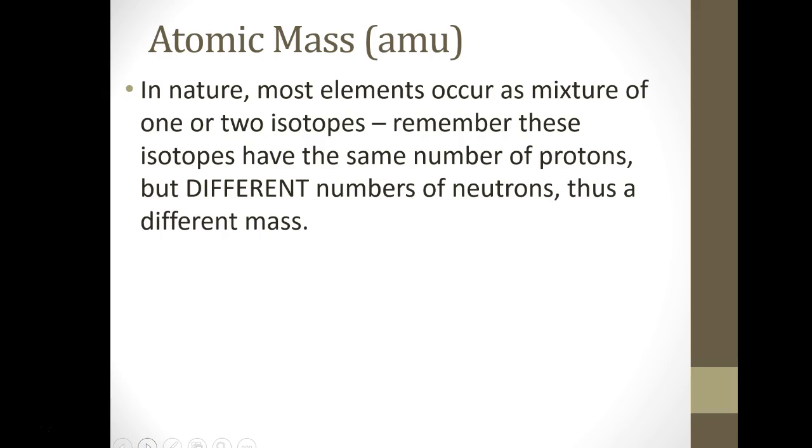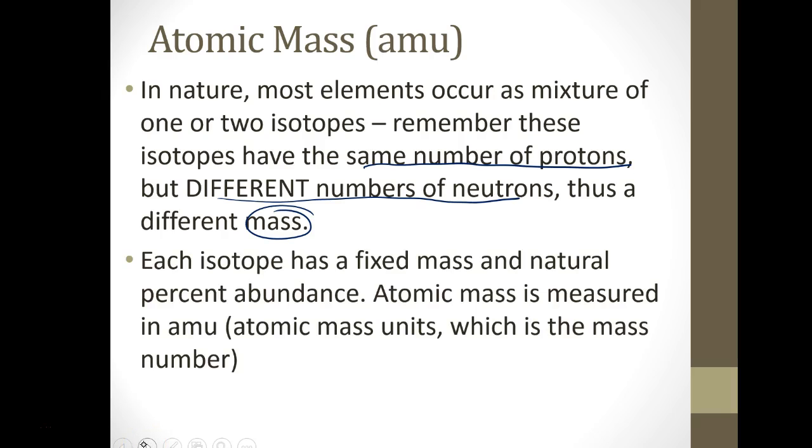And the reason why they don't match is because in nature, in the real world, most elements occur as a mixture of 1 or 2 isotopes. And remember, the definition of isotope is they have the same number of protons but different numbers of neutrons. Therefore, their mass is different. And so atomic mass, which is what is actually on your periodic table, is an average.